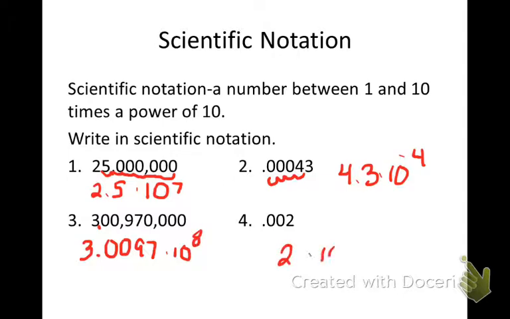Here it'd go after the 2 times 10 to the, and you got to move it 1, 2, 3 places to the left, so it's negative 3. So that's scientific notation, number between 1 and 10 times a power of 10.